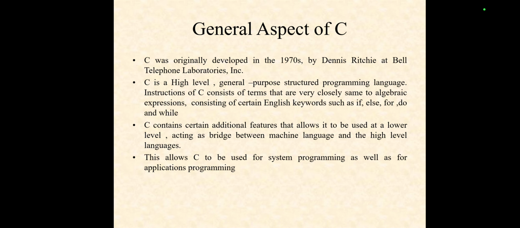So students, C was developed in the early 1970s by Dennis Ritchie at a very popular laboratory, the Bell Telephone Laboratories. And C is also a middle level language which bridges the gap between high level languages and lower level languages. Also it is used for system programming as well as for application programming.